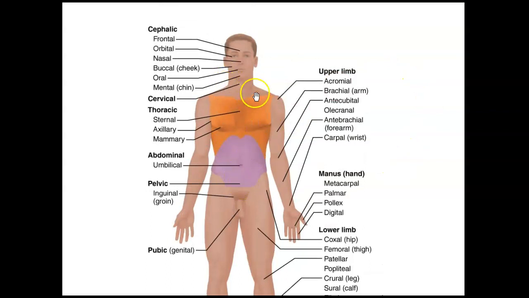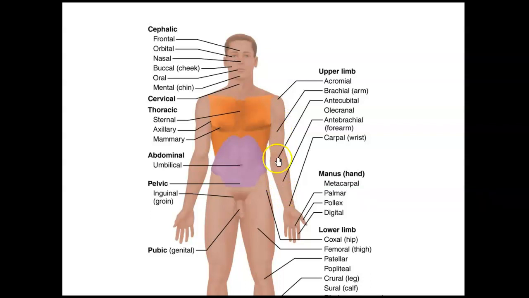Notice that the guy in this figure is in the anatomical position. Notice how the palms are facing forward and the thumbs are pointing laterally, or to the side. Now, the upper limb, the acromial region, is here. So it's on top of your shoulder. The brachial region is also called the arm in anatomy. The lower arm is not called the arm, it is called the forearm. So brachial.